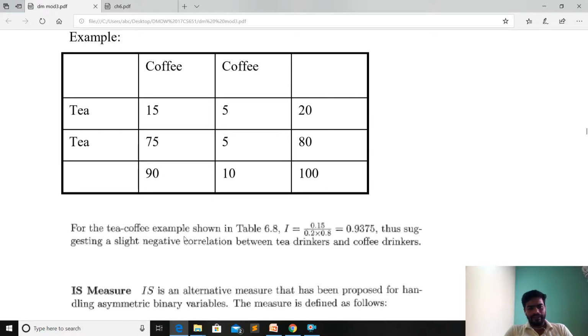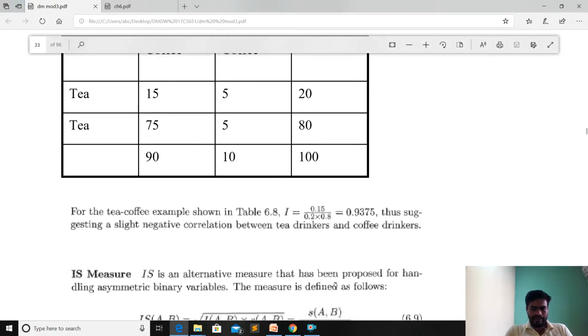For the coffee and tea example shown in the figure, what is the interest factor I? I of A and B, tea and coffee, is 0.15 divided by 0.2 into 0.8, which is equal to 0.9375, thus suggesting a slight negative correlation because this value is less than 1. So, tea drinkers and coffee drinkers, if you take both of these, they have a negative correlation.